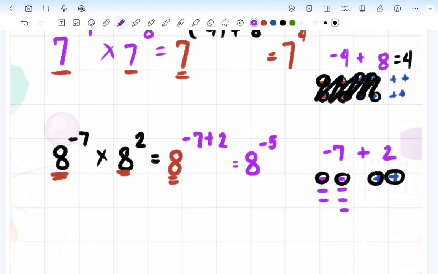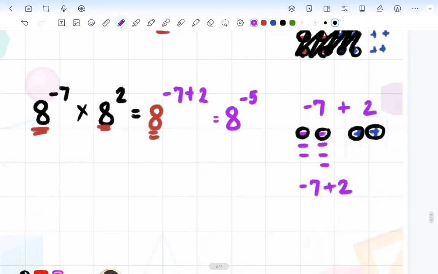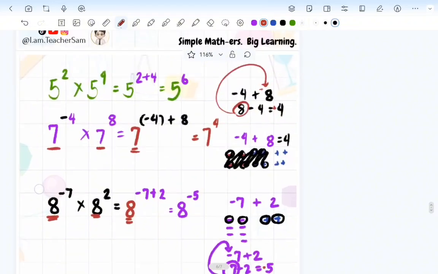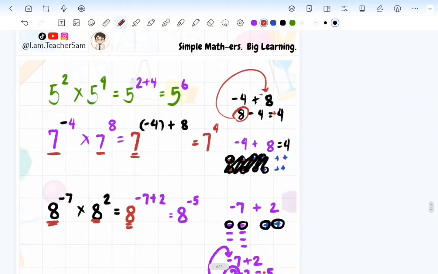Or we can also do it like this: negative 7 plus 2. 7 is more than 2, and negative 7 and positive 2 do not have the same sign. So we are going to do the bigger number minus the lower number, which means 7 minus 2, which is equal to 5. And 7 is the bigger number, and its sign is negative. So the final answer will be negative 5. These are some methods that you could use to answer how to multiply exponents with the same base.